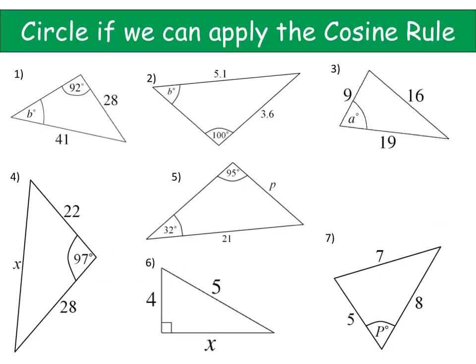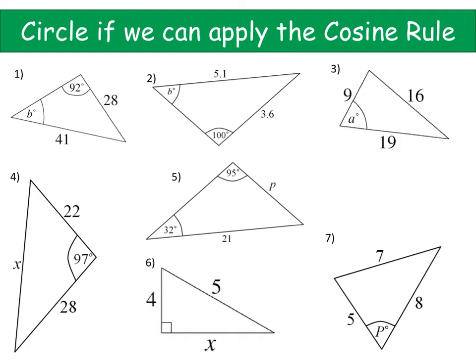So with that in mind, what I would like you guys to do is to have a look at all of these questions here and tell me which ones you would be able to solve, so find the missing letter or the missing side or the missing angle using the cosine rule. Remember, the cosine rule involves three sides and one angle. Okay, so pause the video now and have a go at that.